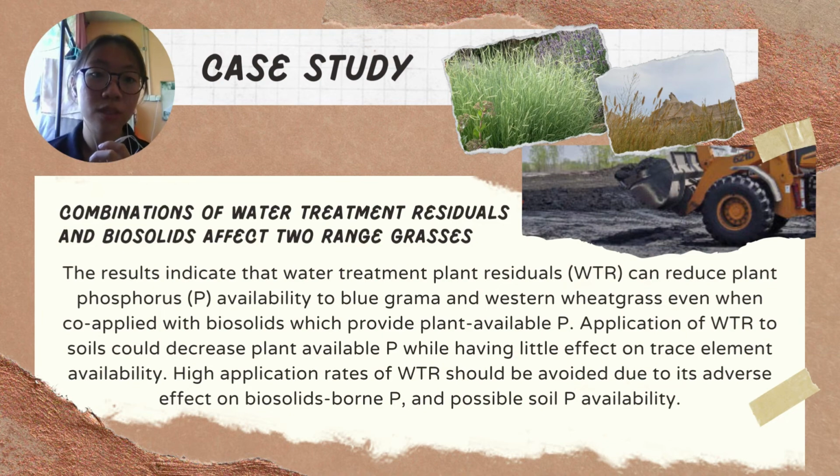Next, we'll be going through the topic of case studies related to residuals and biosolids. Our first case study is the combination of water treatment residuals and biosolids affecting two range grasses. It is about the beneficial reuse of water treatment plant residual, which is called WTR, and biosolids via land co-application. The results indicate that WTR can reduce P availability, which is phosphorus availability, to blue grama and western wheatgrass, even when co-applied with biosolids, which provide plant available phosphorus.